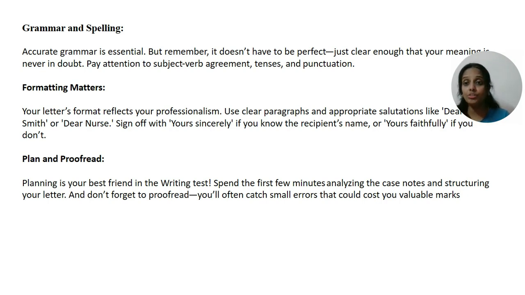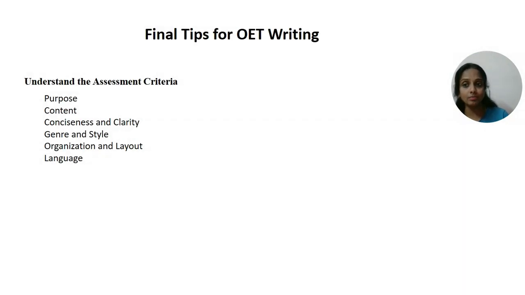Now I'm going to give you further tips to excel in OET writing. So the first one is understand the assessment criteria. The OET writing subtest is graded against specific criteria, which include purpose, content, conciseness and clarity, genre and style, organization and layout, and language.